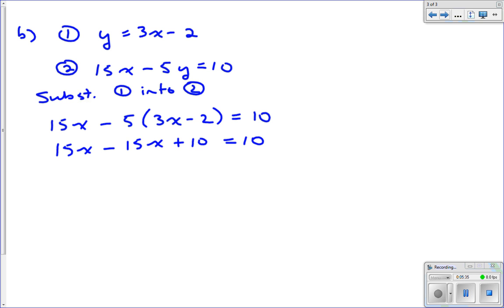Well, I've got 15x minus 15x, so at the same stage where I've eliminated y, I've also eliminated x, and I have 10 equals 10. Now that's a statement that's true. So this is one of the examples of where we have a dependent system. These two lines, if I was to rearrange the second equation into y equals mx plus b format, it would be exactly the same as the first line, okay? So the lines coincide, the system is dependent.